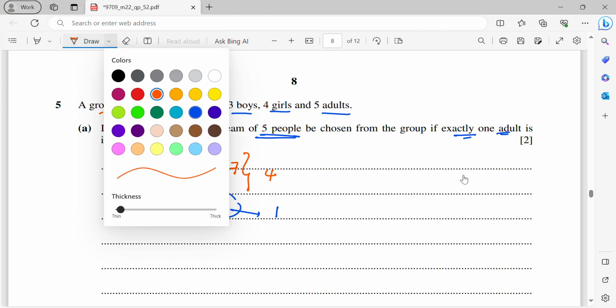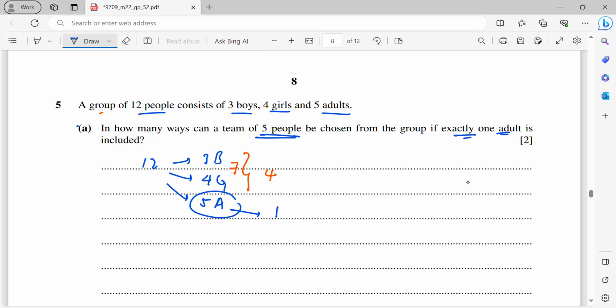So obviously this number of ways, because it's mentioned chosen, is actually the number of selections. It will be 5 choose 1, 5 adults you choose 1, and 7 others you choose 4. So from here you will be getting 175. So we have 175 ways to choose the 5 people.